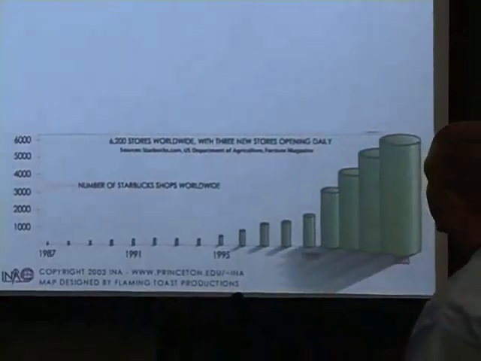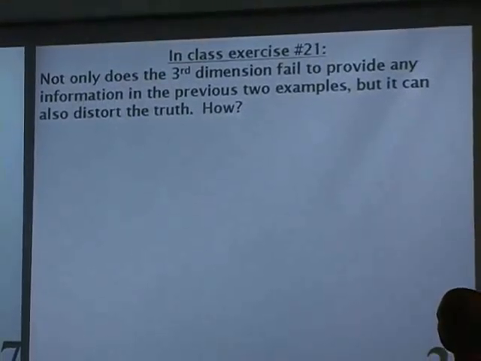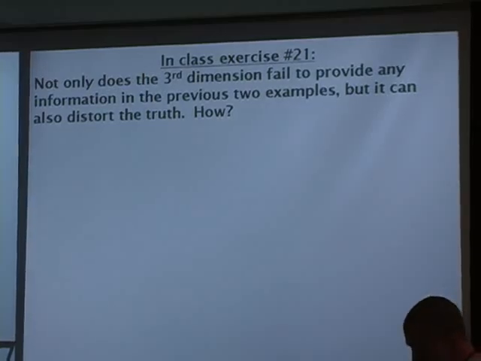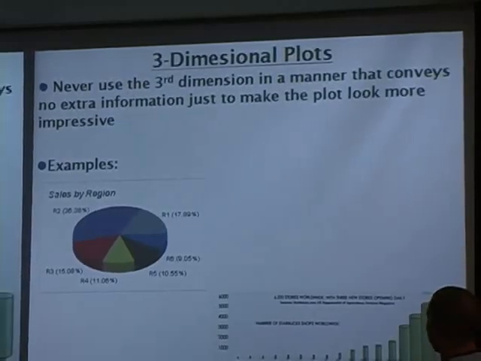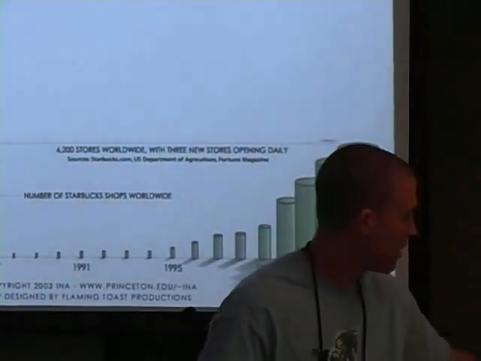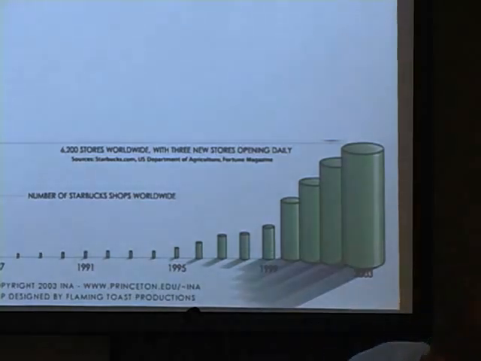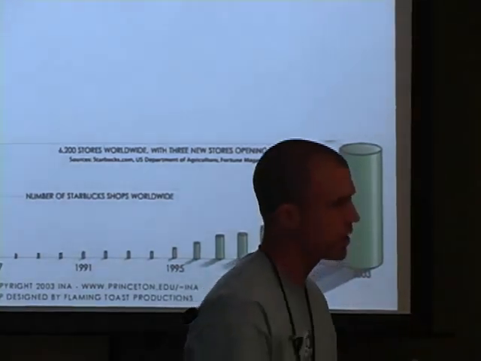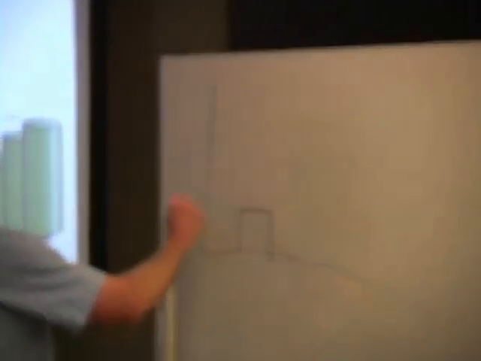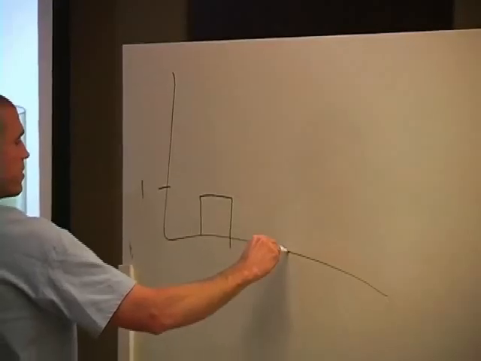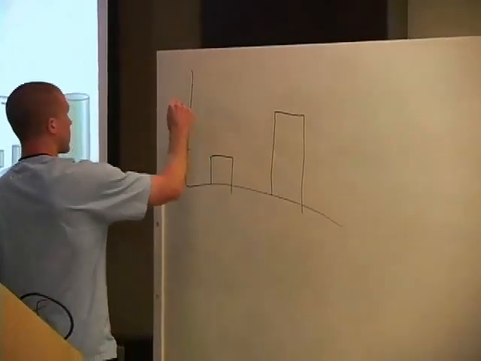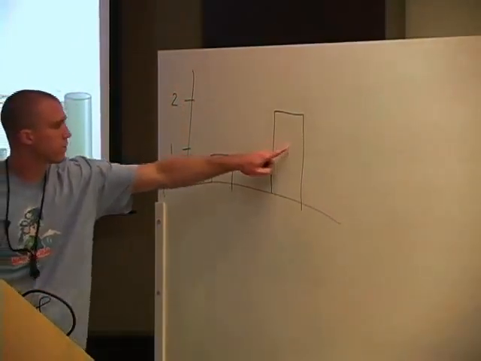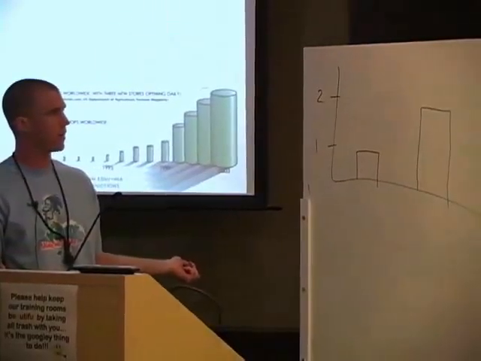The other thing to say, though, is that not only does the third dimension fail to provide any information in those examples, it can also distort the truth, right? This one I think is the obvious one. You've probably seen this before. So how does this distort the truth? If I'm just making a simple bar chart, it's basically a one-dimensional plot. So if in 1987 I had one Starbucks store, it's one. And suppose in the next year I had two Starbucks stores. So this thing is twice as big as this thing. Okay, no problem, it's one-dimensional.